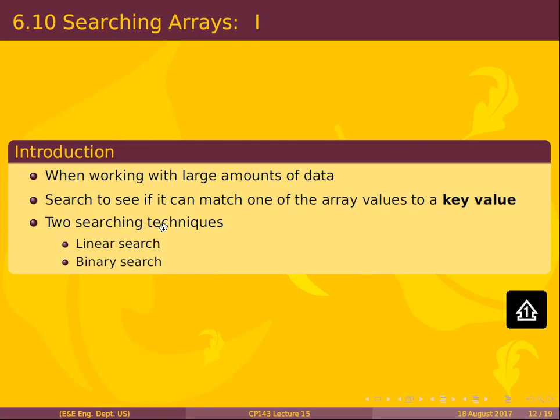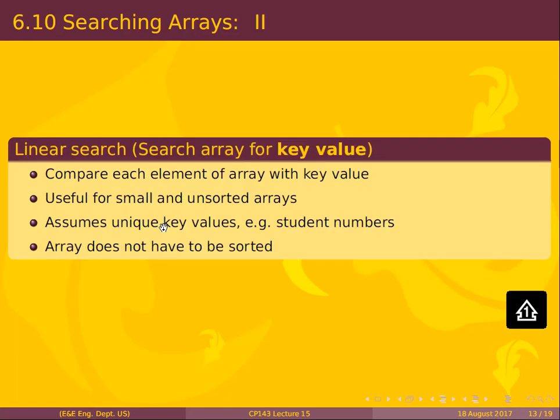So the first approach is pretty logical. You're going to take your student number, and look through this massive list of student numbers and compare each one to that. And say, if it is a match, yes, I found it. Okay, let's look at that one first. Compare each element of the array with the key value, and it's useful for small and unsorted arrays.